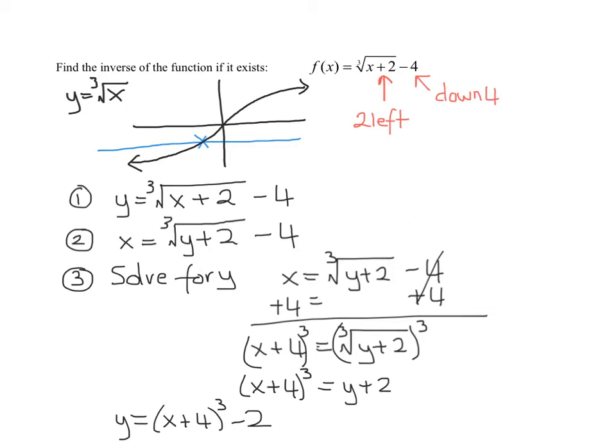And how do we write the inverse of the function f? It is f with the negative 1 exponent written on it. That means here comes the inverse of the function f. And what is it? X plus 4 cubed minus 2.